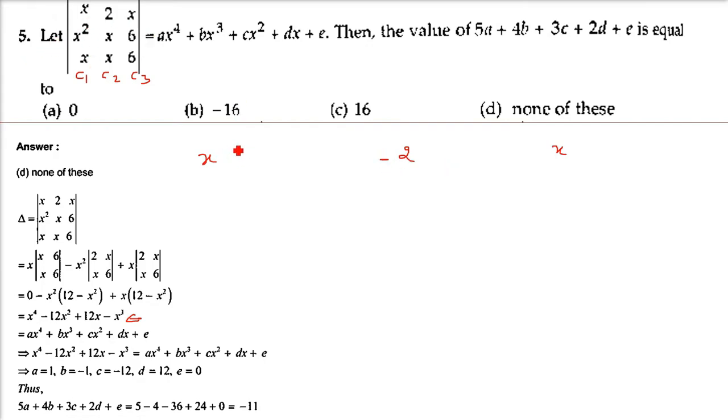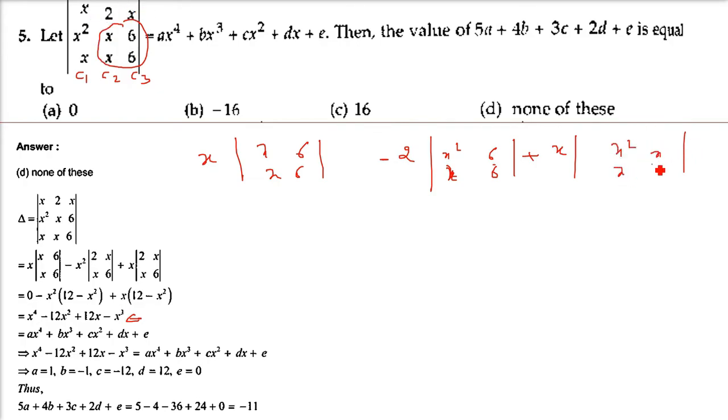What do you get? x times the minor, which has x, 6, x, 6. Two rows are the same, so it will be 0. Then minus 2 times x square, x and 6, 6. Then we have the third one, plus x times the minor with x square, x, x, x. So what is this? 6x minus 6x is 0, leave it. This is 6x square minus 6x. Then you have -2 outside, plus this will be x cube minus x square.